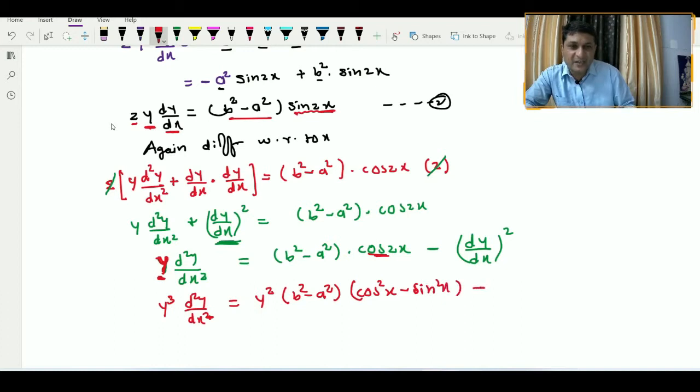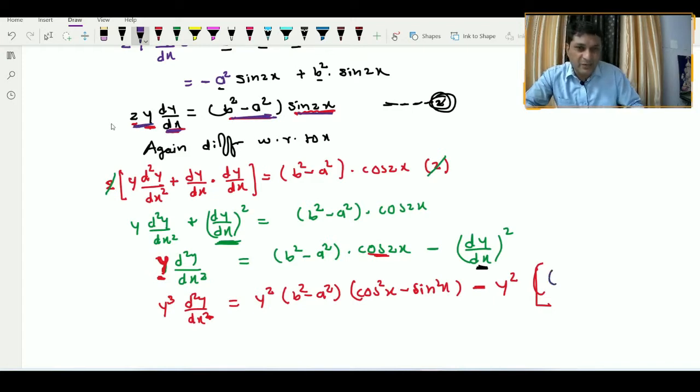Here also I am multiplying by y square, since we are multiplying by y square on both sides. Parallelly, I am substituting here the value of dy by dx, from this equation number 2, we are trying to find out the value of dy by dx. Observe here, value of dy by dx will be equals to b square minus a square into sine 2x divided by 2y.